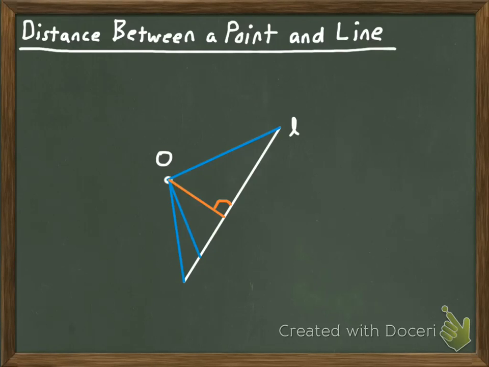The distance between a point and a line can always be measured with a segment that connects the two and is perpendicular to the line. It's very important that whatever you're trying to measure from a point to a line, you always look for that right angle to make sure that it's actually the distance from the point to the line.